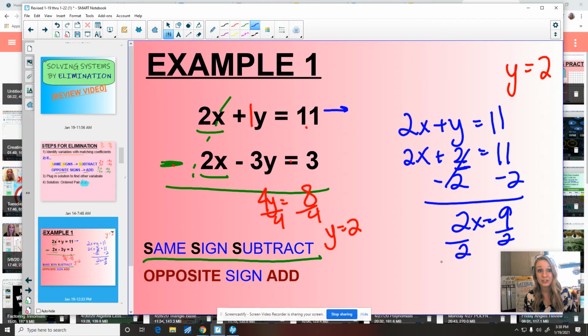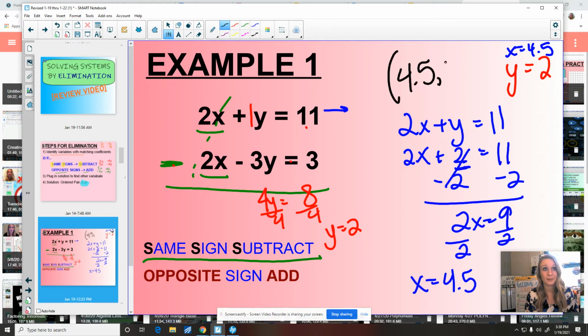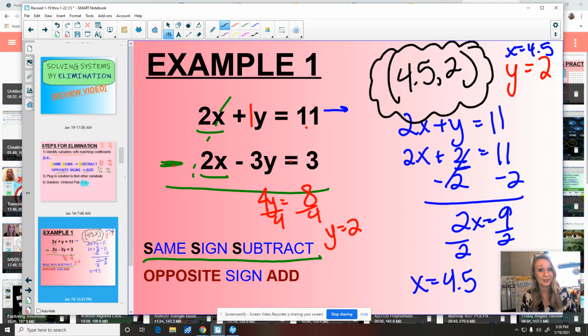Divide both sides by 2. And it's okay that it's not an integer. It's okay to have a decimal. You get 4.5, so I know that x is equal to 4.5. And please, please take your two solutions and write them as an ordered pair. That's our custom with systems of equations. That's what we've got. Let's try another one.